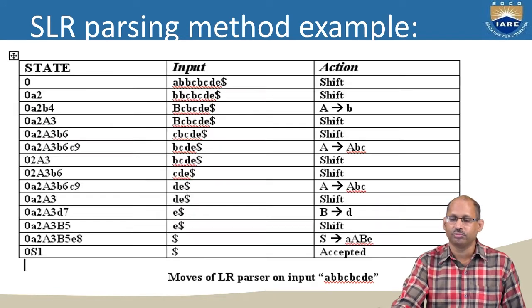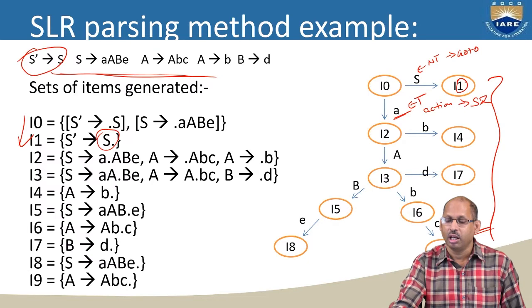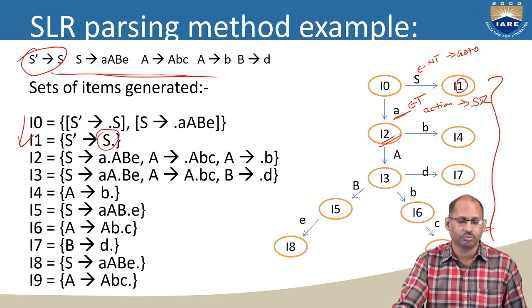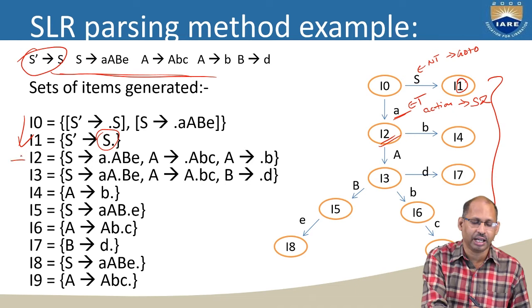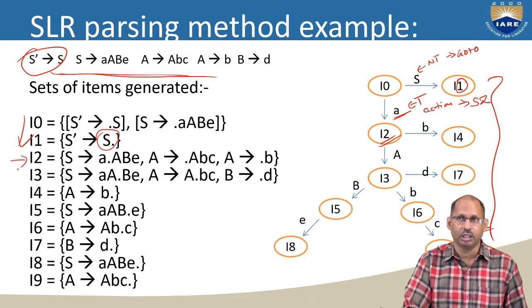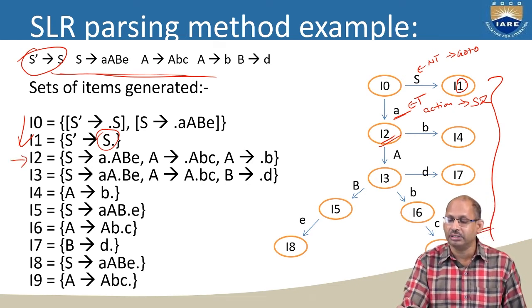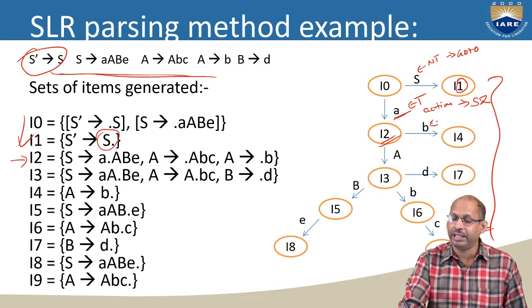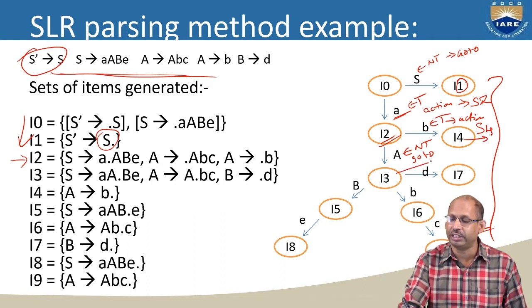Then I2. This I2 has B, a terminal, and A, a non-terminal. So B goes in the action part, and A goes in the goto part. In the action part, we write that it will result in 4. Here in the goto part, this is 3, so we write simply 3.